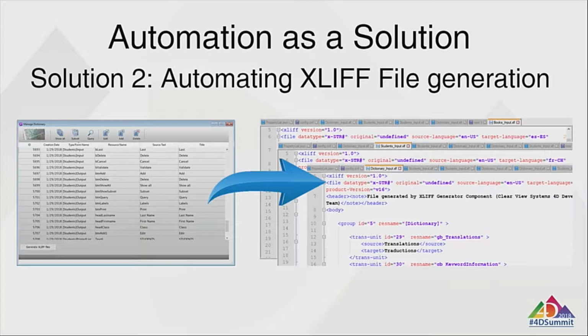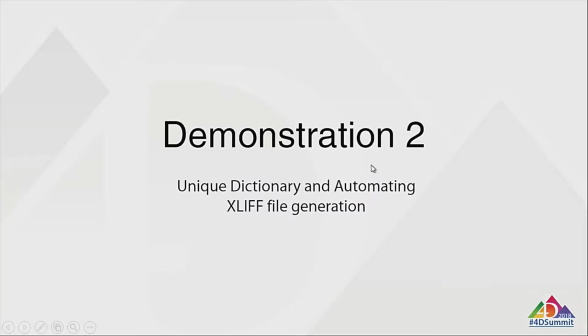The second step after that, as I told you, is to generate the XLIFF files. Based on this list of keywords, we are going to run a process to create the different XLIFF files in different languages. For example, here we have Spanish, French, and another one. This is the process. This is the correct way. Let's see a demonstration of how to do that.